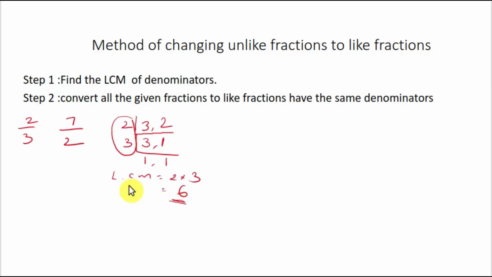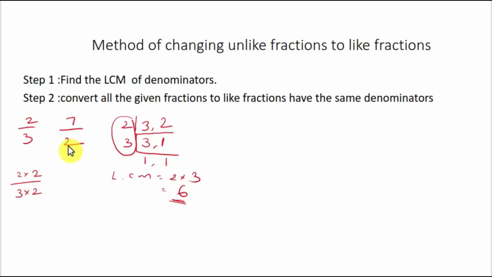We have to convert the denominators 3 and 2 to 6. How to convert to 6? Here, 3 only. So, 3 how many times is 6? 2 times. So, when we are multiplying the denominator by 2, the same number we have to multiply the numerator also.